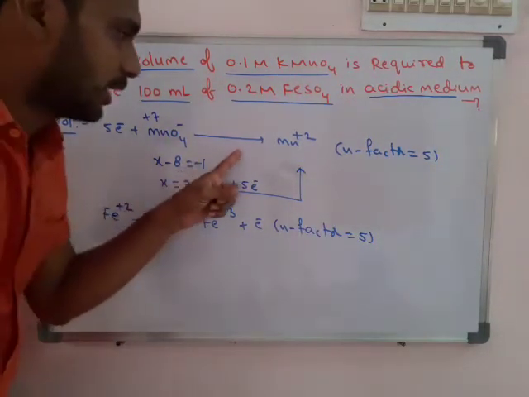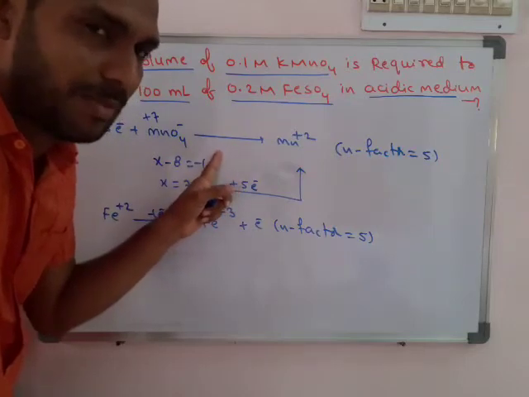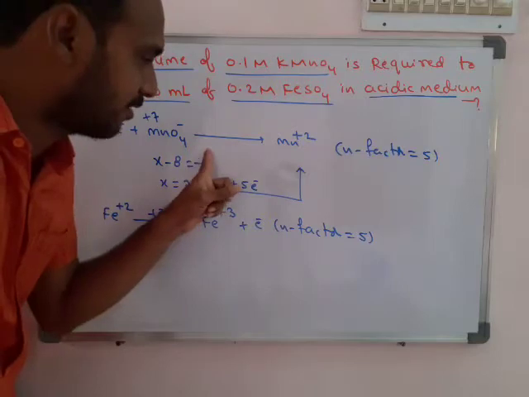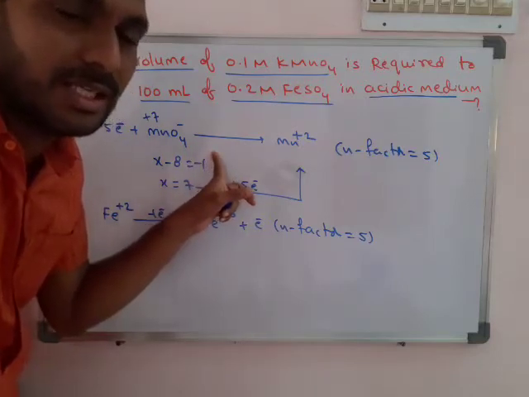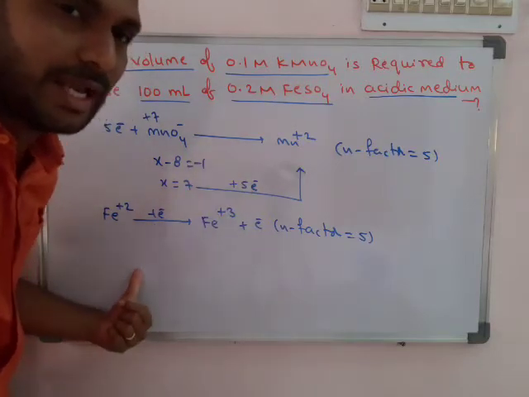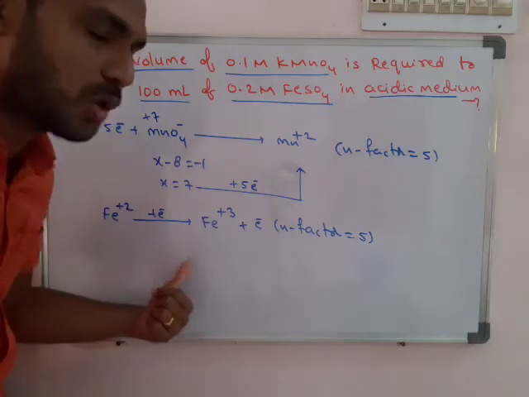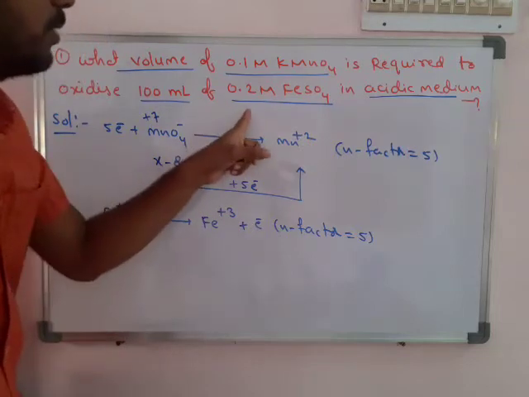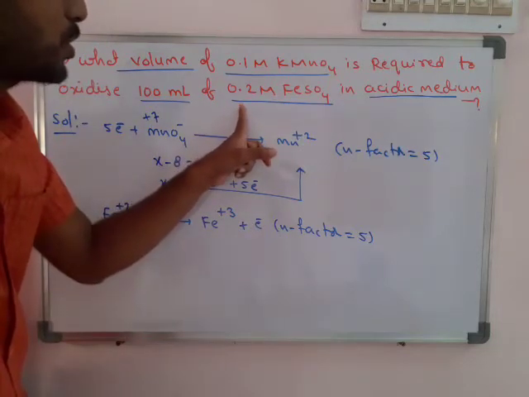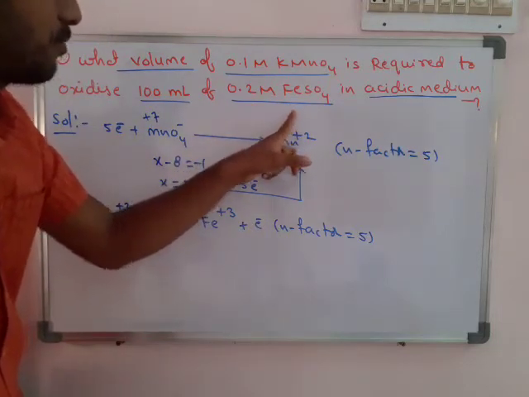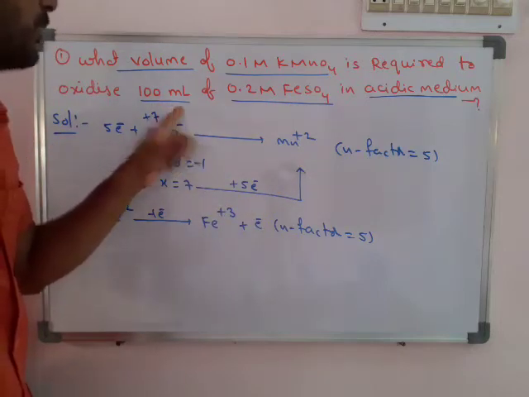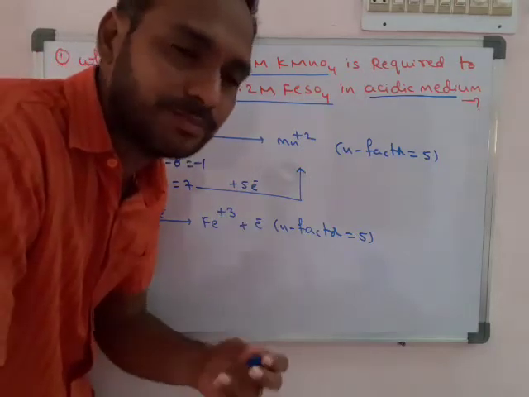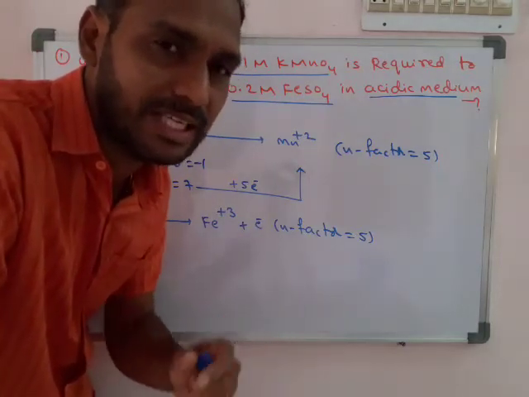So this MnO4 minus oxidizes this ferrous into ferric. Means MnO4 minus itself undergoes reduction and Fe plus 2 undergoes oxidation. Okay. What we have to find out is this: they gave perfect values, 0.2 M molarity for Fe plus 2. Okay. So actually, what is the comparable factor? The comparison factor is milli equivalents.